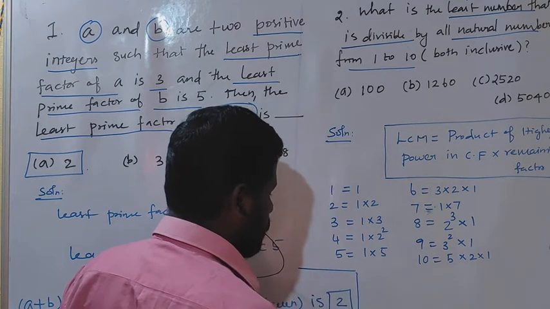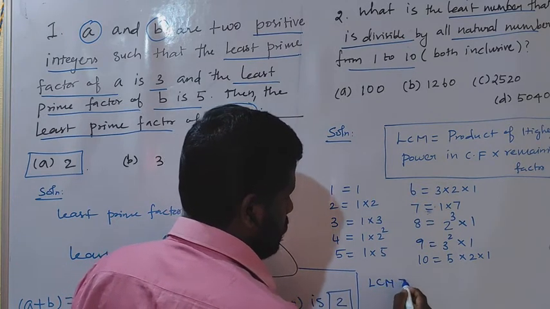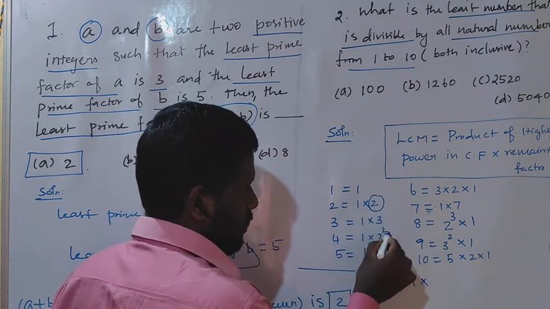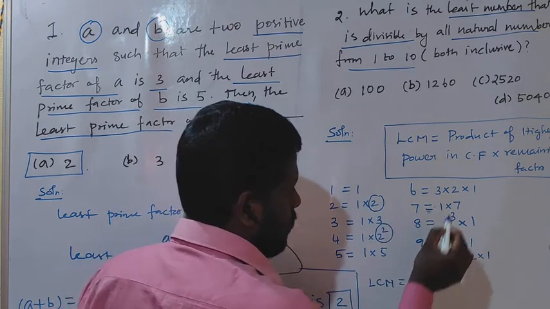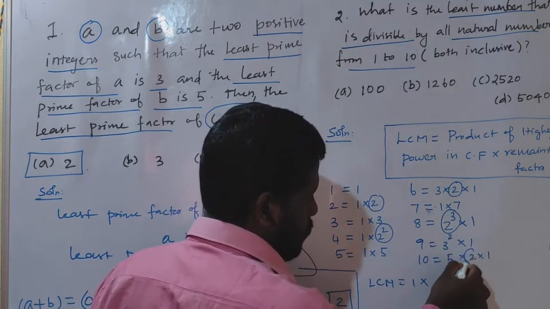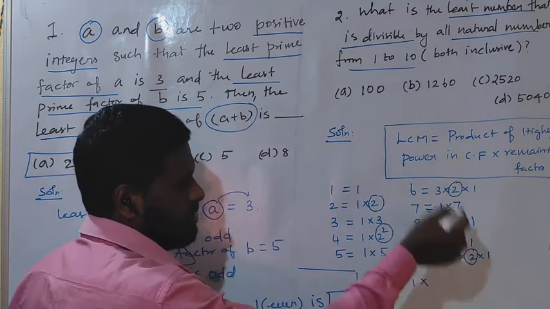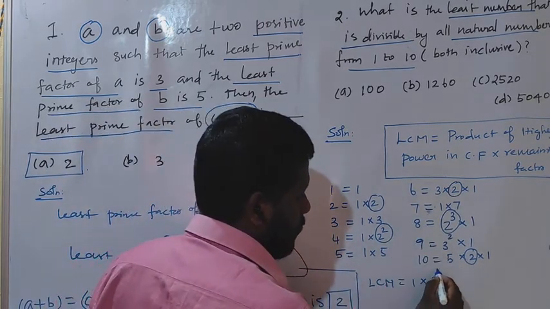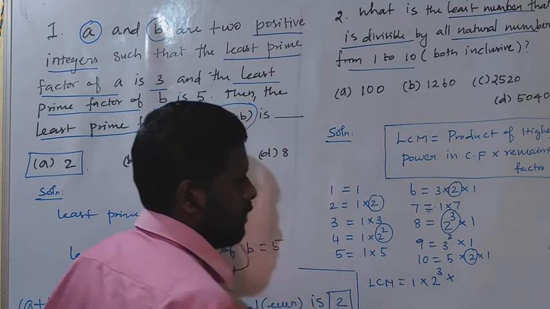Therefore, see here. Let us find out the LCM, which is equal to 1 is common into. Let me check 2. Here 2 power 1 is there. Here 2 power 2 is there. Here it is 2 power 1. Here it is 2 power 3. Here it is 2 power 1. Among all the 2s, which is the greatest? Now 2 power 3 is the greater. That should be taken.